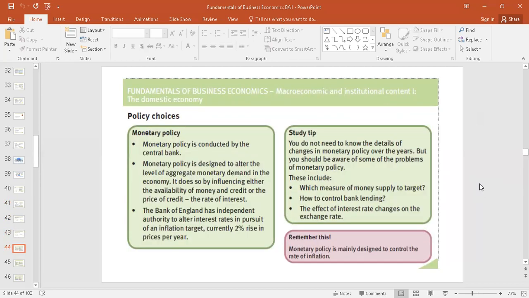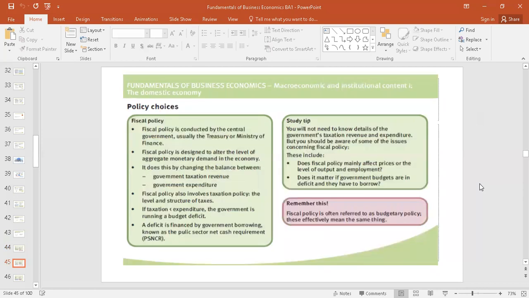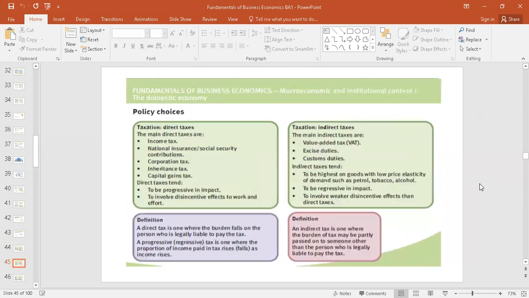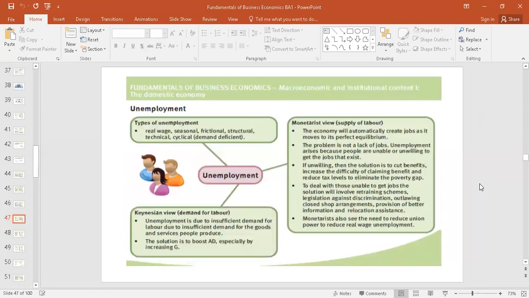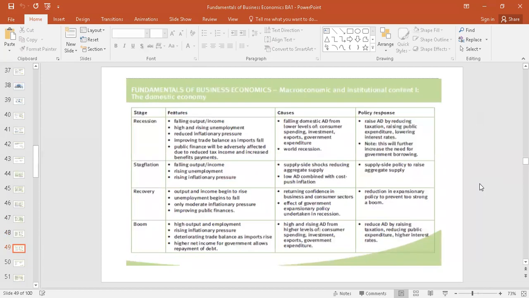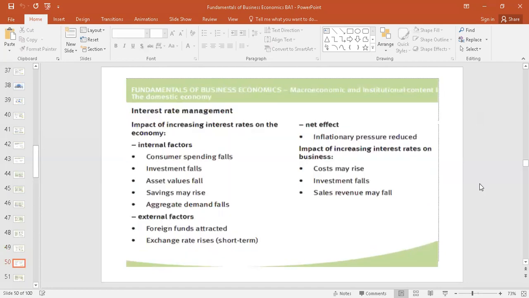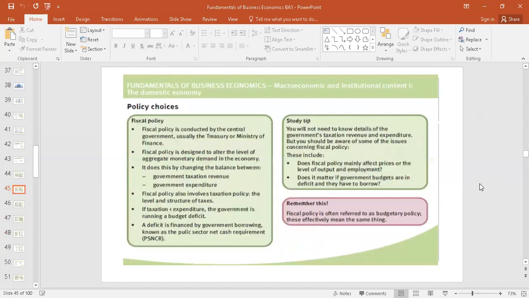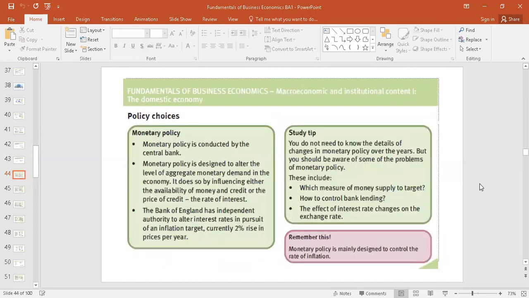So first we see what is the monetary policy, and then we will talk about the fiscal policy, then taxation, direct and indirect, unemployment, inflation, and various other trade cycles, different stages in the economy, and what is the response. So that is what we will cover. If time permits, we will also look into the interest rate one. So the first one is about the monetary policy.